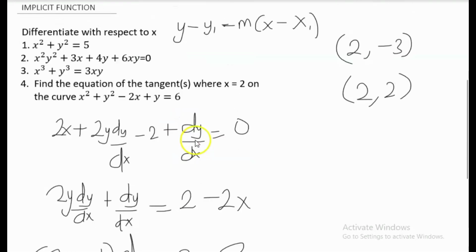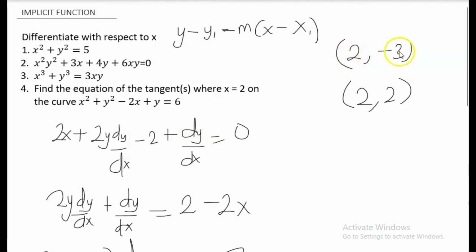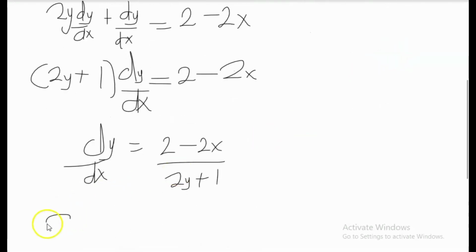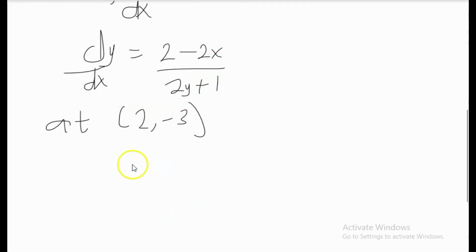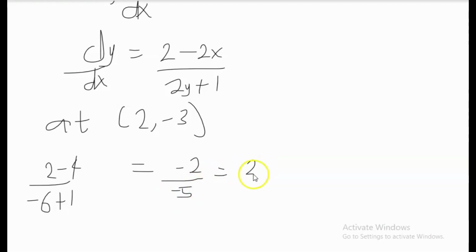So now let's just plug in. Let's take 2 comma minus 3. So at 2 comma minus 3, let's find the gradient. We just plug this into that. So this would be 2 minus 2x would be 4, over 2 times minus 3 which is minus 6, minus 6 plus 1. So 2 minus 4 would be minus 2, over minus 5, which would be 2 over 5.